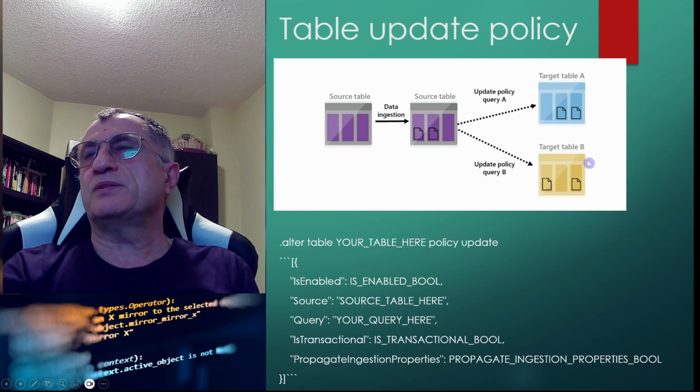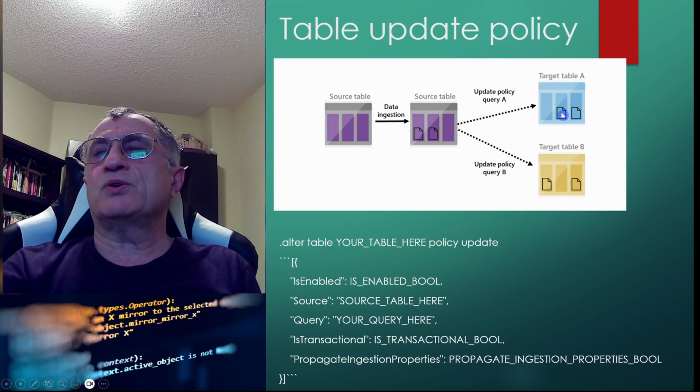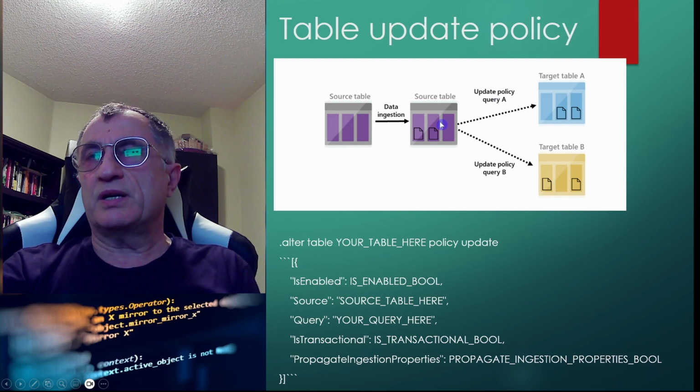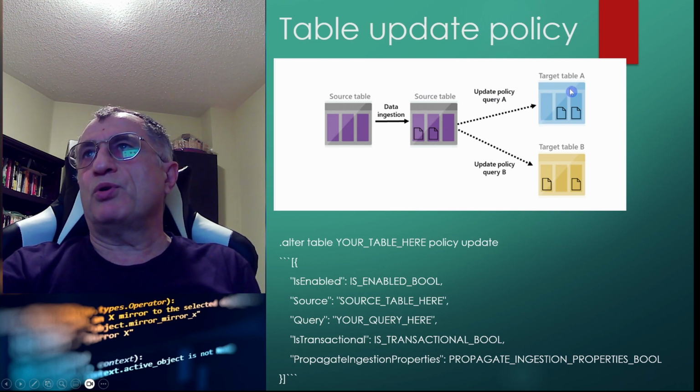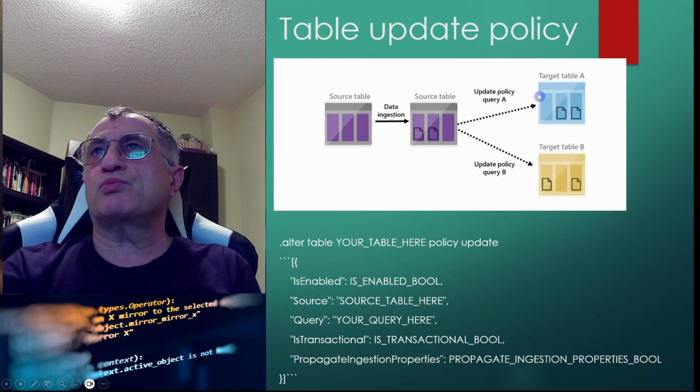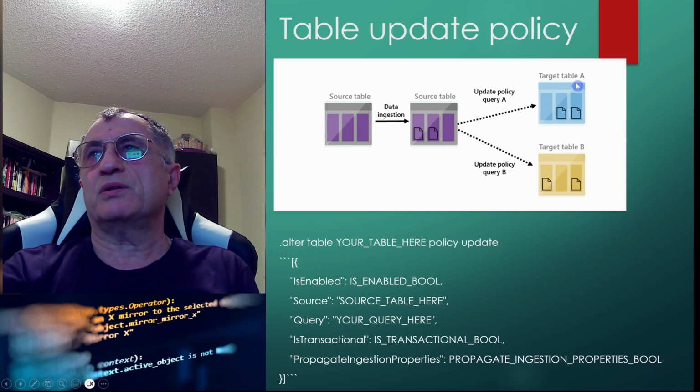So in this example, let's say we have table A, and we know that data to this table will arrive from a source table. So we can create update policy on table A with the source pointing to this source table. So that way, whenever source table is updated, your data will be updated automatically on table A.